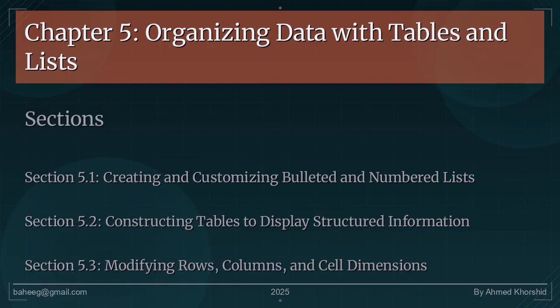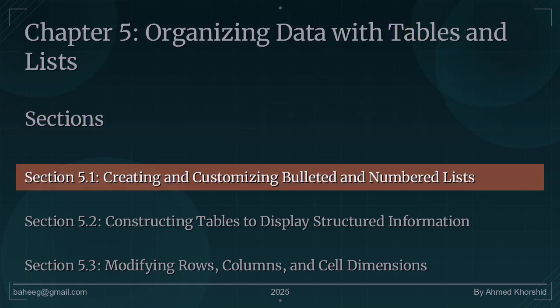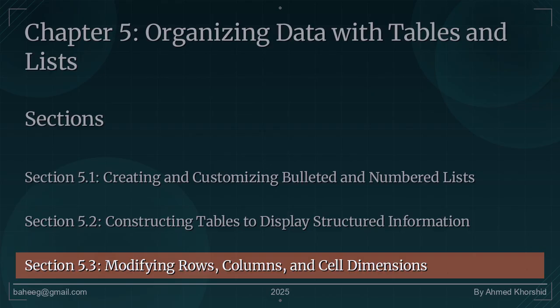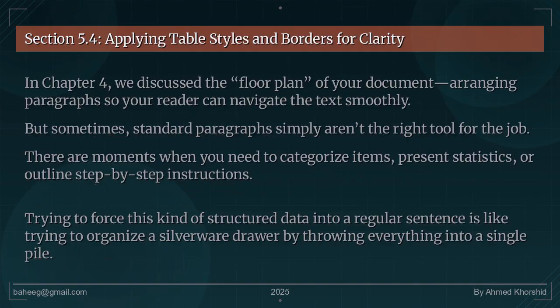Chapter 5: Organizing Data with Tables and Lists. Sections. Section 5.1: Creating and customizing bulleted and numbered lists. Section 5.2: Constructing tables to display structured information. Section 5.3: Modifying rows, columns, and cell dimensions. Section 5.4: Applying table styles and borders for clarity.